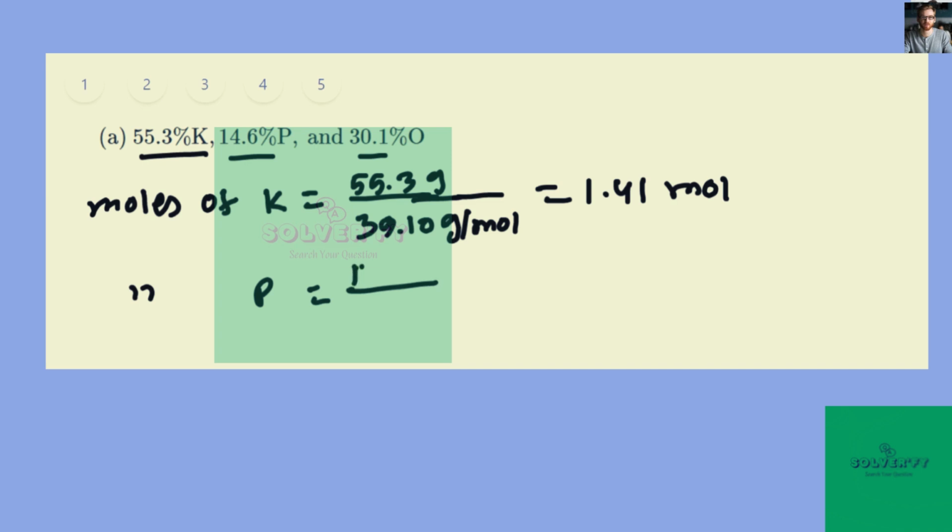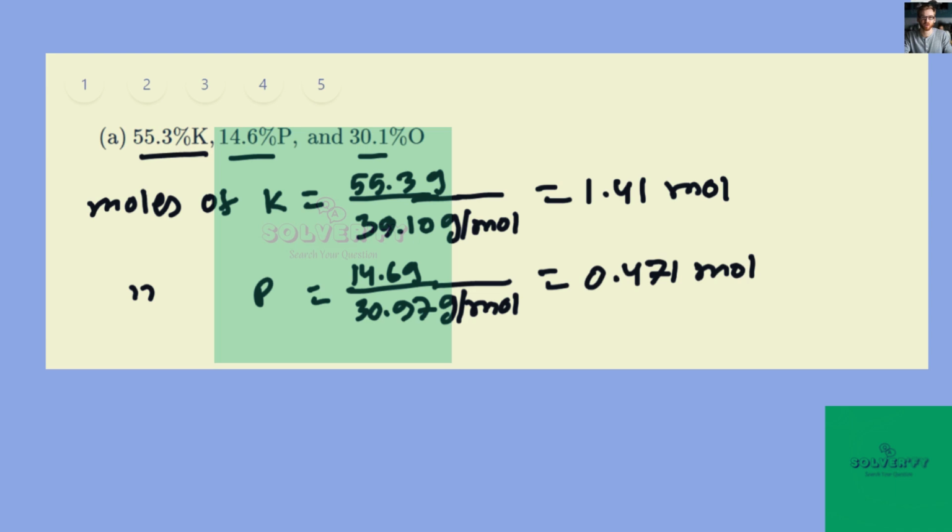Similarly, we can find out the moles of P, or phosphorus. Phosphorus has a mass of 14.6 gram, and the molar mass of phosphorus is 30.97. So this will give us a value of 0.471 mole. The same way you can find the number of moles of oxygen. The mass of oxygen here is 30.1 gram, and the molar mass of oxygen is 16.0 gram per mole. This will give us a value of 1.88 mole.